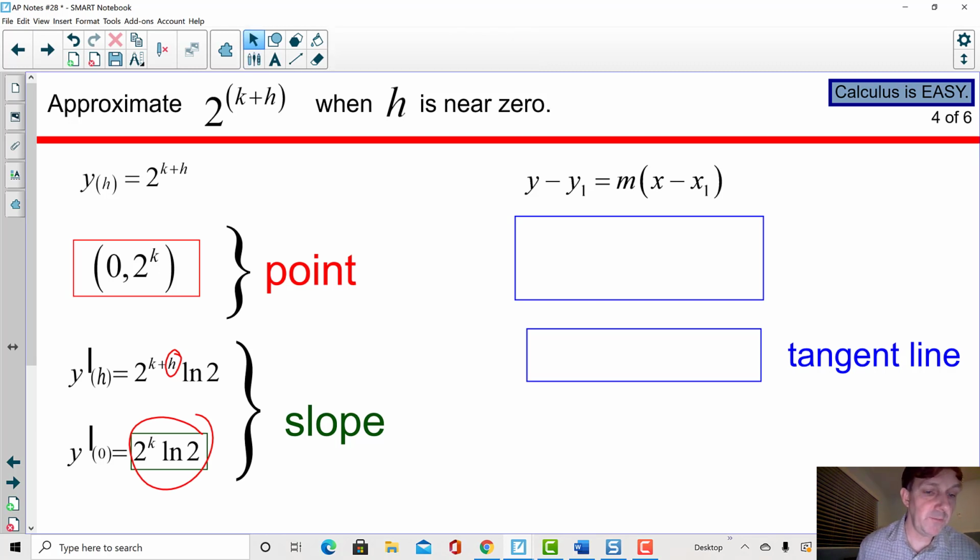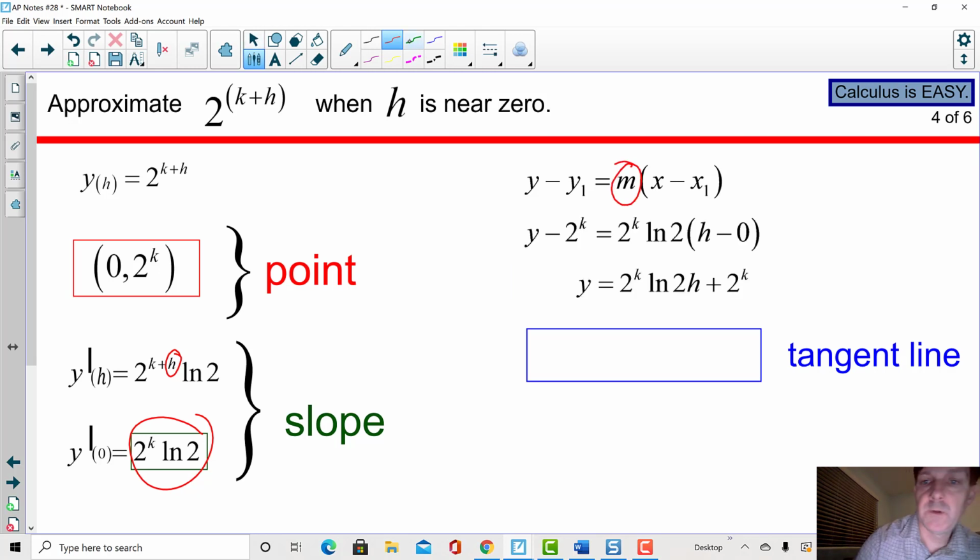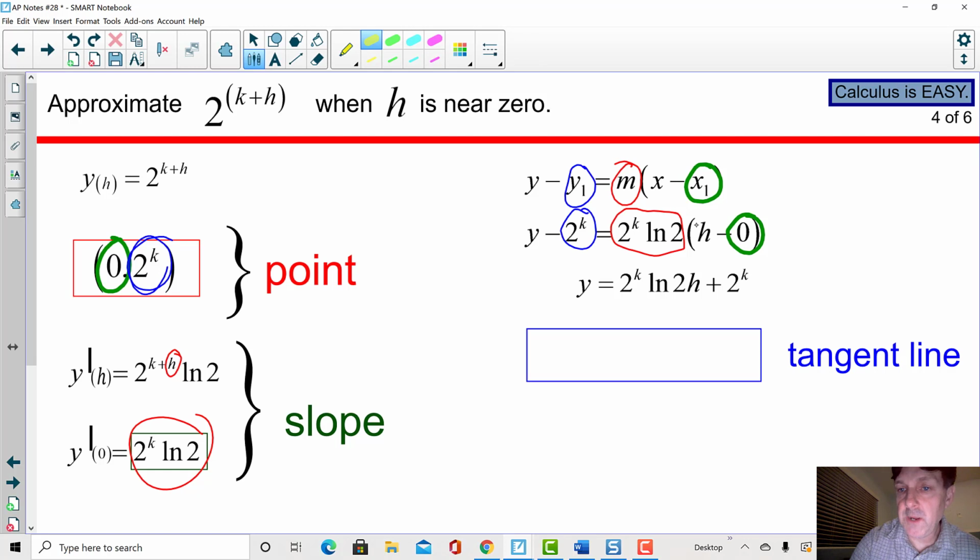Now that is a weird value, but it's still just a constant. So we're going to plug that for the slope. We're plugging it right here. And then our point is going to be 0 for x, so we're going to put the 0 right here. And 2 to the k is going to be the y. Now h minus 0 is going to be just an h. We're going to have to add 2 to the k to both sides, so you get a plus 2 to the k over here. And that's it.